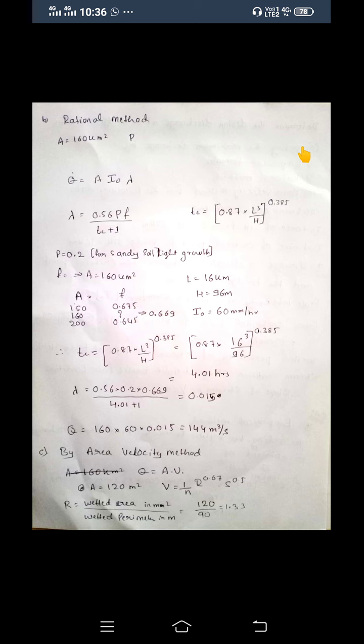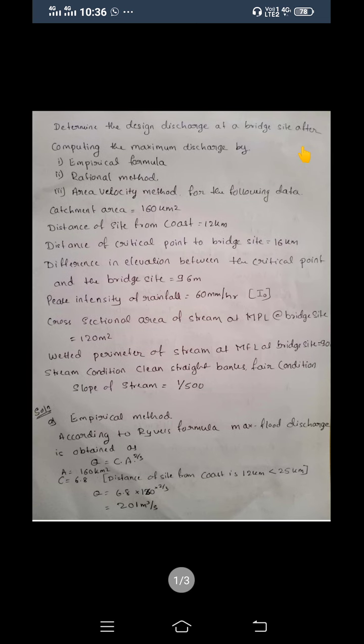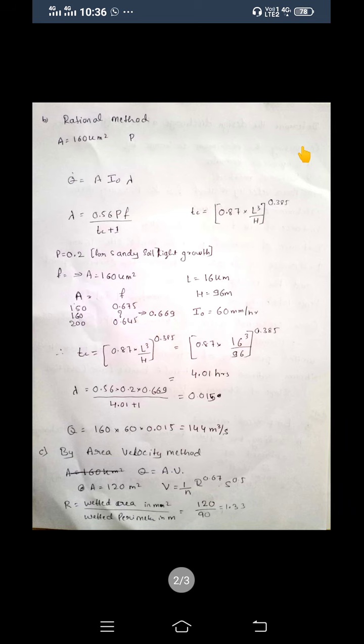Now L is the length. Here we'll see the distance of the critical point to the bridge site, that is our L, and H is the difference in elevation between the critical point and the bridge site. Here L I have taken as 16 kilometers, and H is equal to 96 meters.